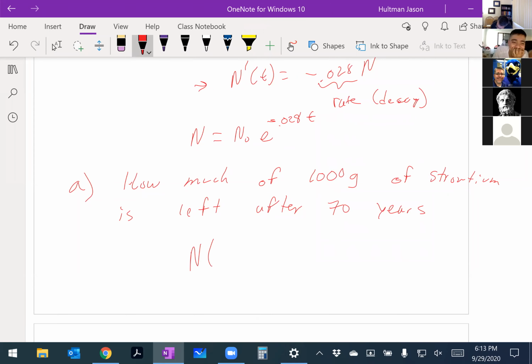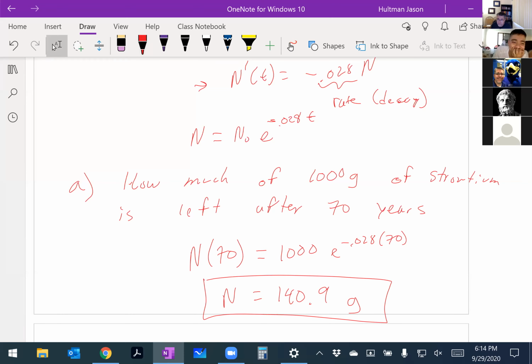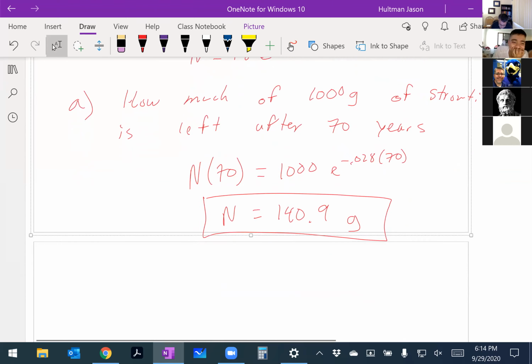I'm going to plug this in. N of 70, or N of t, is equal to N naught. Well, how much are we starting with? We're starting with 1,000. N naught is 1,000. e to the negative 0.028 times how many years? Well, 70 years. So N is equal to, plug this into a calculator, and we get 140.9 grams.